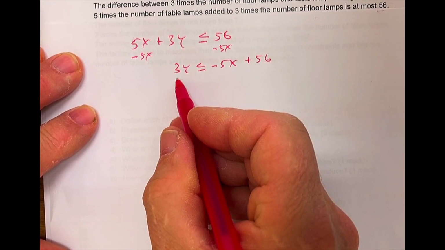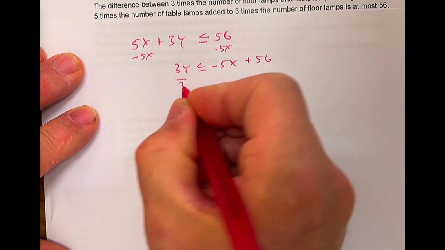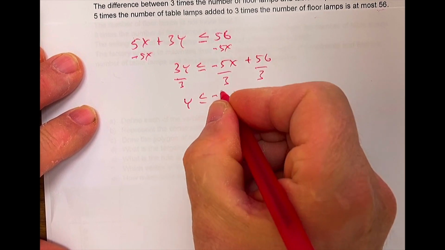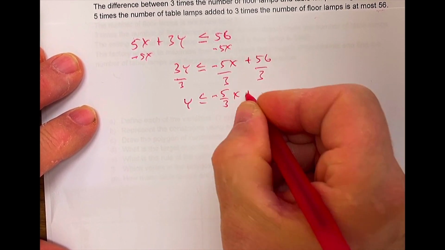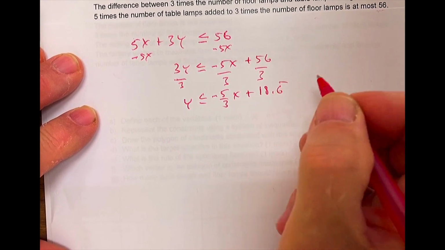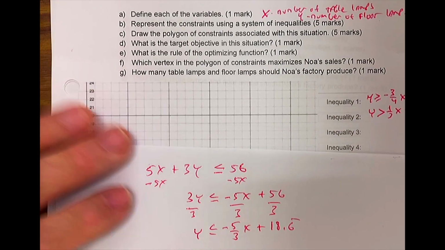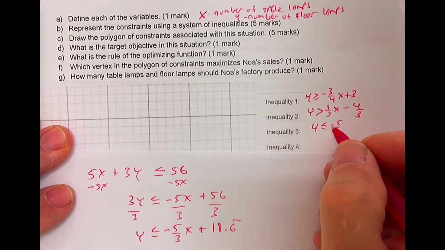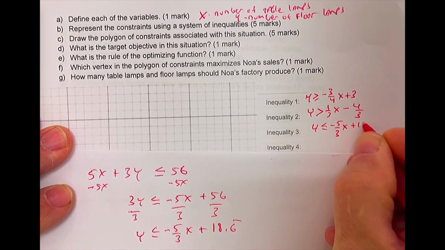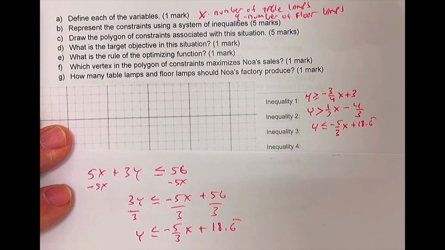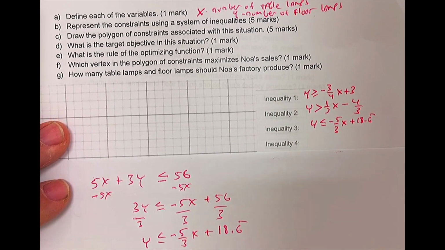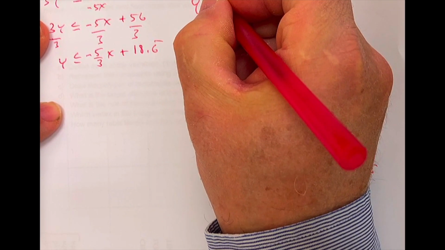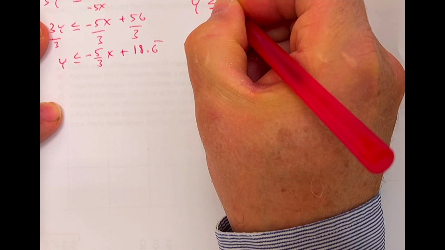Then I want to get rid of that 3. That's multiplying the y, so I divide every term by 3. That gives me y is less than or equal to negative 5/3x plus 18.6 repeating. That is my third inequality. Then inequality number 4. The number of floor lamps is not more than 7. Y is not more than, that means less than or equal to 7.